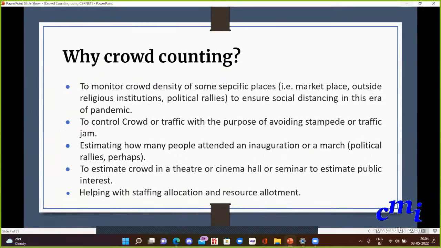There are several cases where we do need to have the head count of the crowd present. Especially in the era of COVID-19, we need to monitor the marketplace, social and political gatherings, etc. It can also be used to control traffic or avoid stampede. We can estimate public interest in theater or cinema or even in political rallies. Also, it can help staffing allocation or resource allotment.